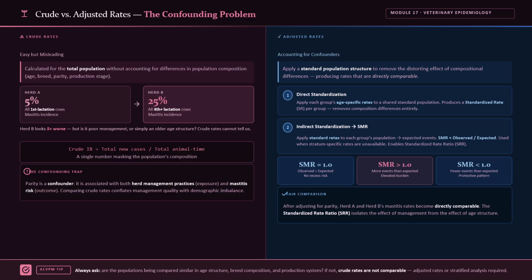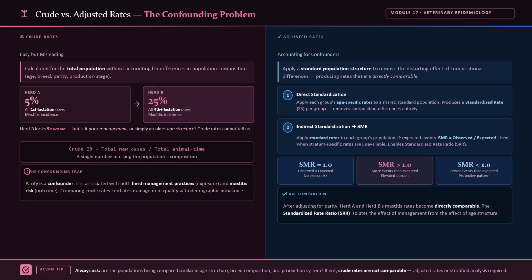The fix is adjustment, also called standardization, and there are two flavors. Direct standardization takes each group's age-specific rates and applies them to one shared standard population. That strips out the composition difference and gives you a standardized rate you can compare fairly. Indirect standardization works the other way. When you don't have stratum-specific rates, you apply standard rates to each group to get the events you'd expect. Then form the SMR, observed over expected.